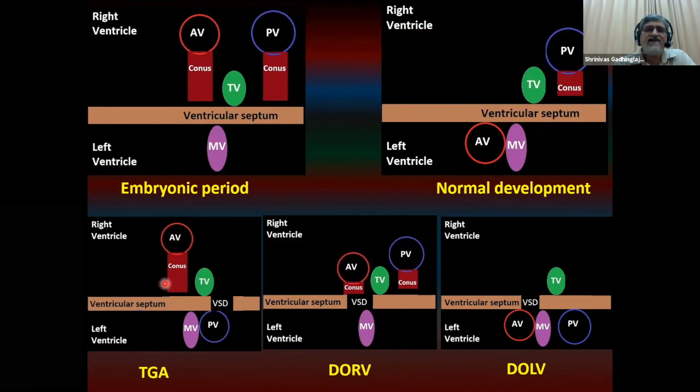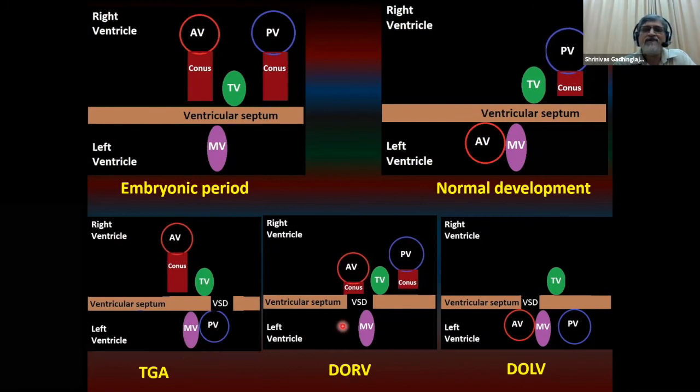Now what happens in TGA? Exactly the opposite happens. That is, the subpulmonary conus is resorbed. So the pulmonary valve is in continuity with the mitral valve, while the subaortic conus persists. So the aorta is committed to the RV and the pulmonary artery to the LV.